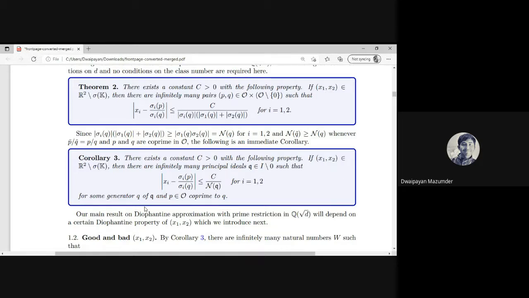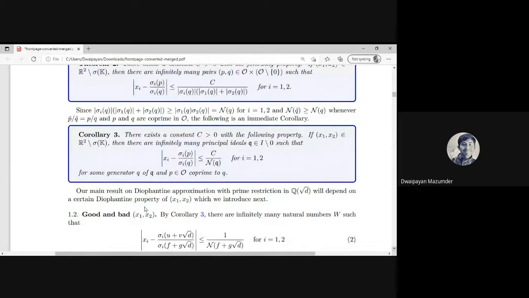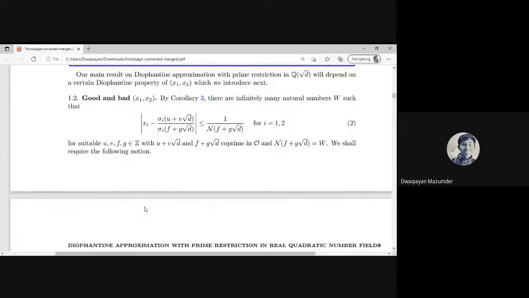And so now we can ask what if we choose a prime. But before that, this one is required. Our case, that is good and bad (x1, x2). As we go on, it will be clear why it is required. But before, I just want to say that if you have chosen a tuple x1 and x2 that belongs to that field but not in this σ(K), then by this above corollary, we have this second inequality.